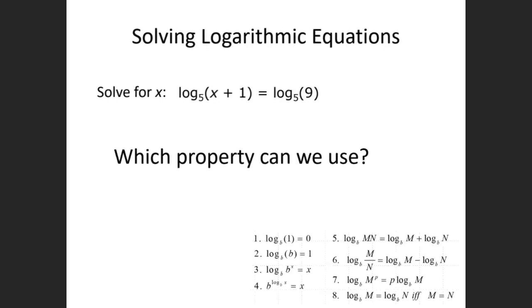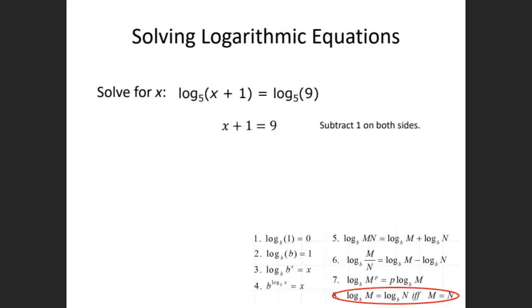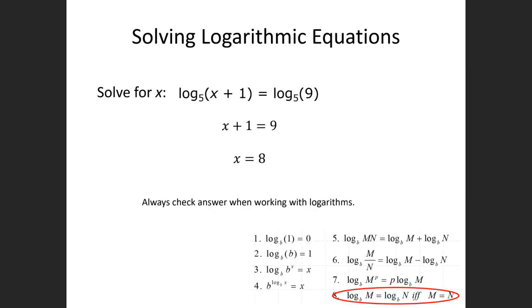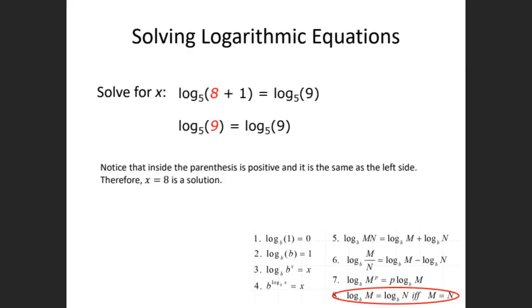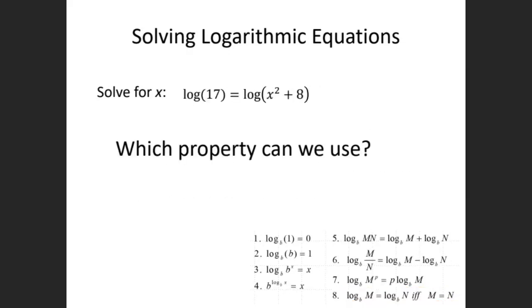So I'm going to set my inputs equal to each other. So it's going to give me x plus 1 is equal to 9. Solving for x, x will be equal to 8. Yes? And again, it's my last property here, which was my one-to-one property. All right. Let's look at this one.